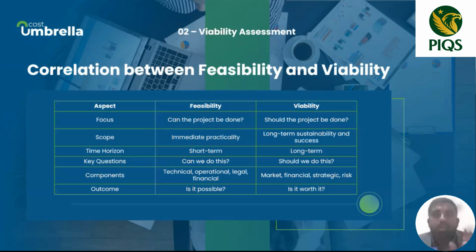Feasibility, if you take a real project, the feasibility study talks about 4 or 5 years maximum. Assume the case study which we are going to use in the third section. Let's say the construction period is 4 years. So you will identify in the feasibility study what challenges you will expect in those 4 years. But viability assessment will go until the end of the economic life cycle, that means until the end of the project. Time horizon, as I told you, short term, long term.